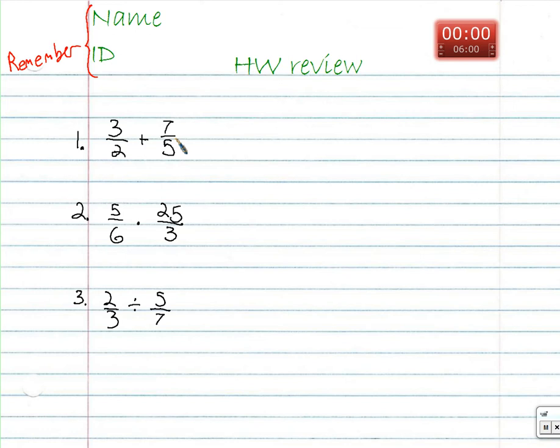Total number of pieces. 10. 10, so 5, 5, 2, 2, 15 over 10, 14 over 10, we have 29 over 10. 29 over 10 is fine by me. 2 9/10 is also fine. Either way, this one or this one.